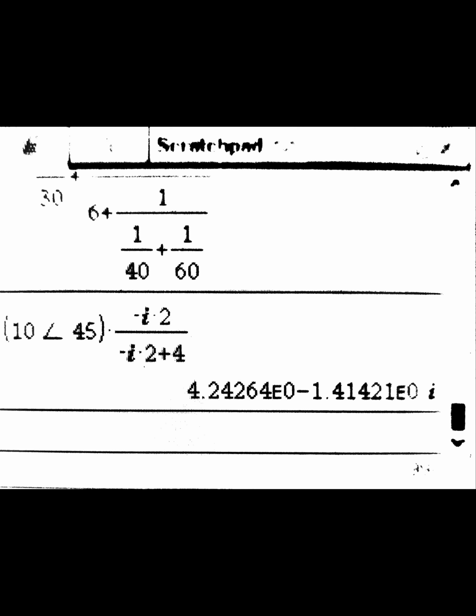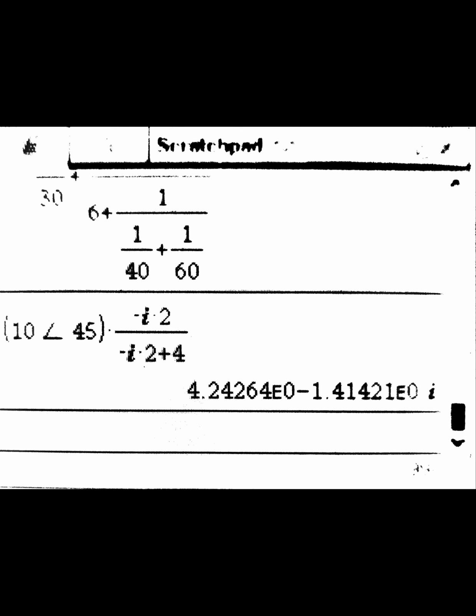So our equation is going to be 10 at an angle of 45 times negative j2 over negative j2 plus 4. That's the opposing branch over the opposing branch plus the branch we want to find. And you can see it here on my calculator how I'll put that in. If you need a little bit further help with how to input this into the TI-Nspire, just send me an email and I can explain that to you a little bit better.